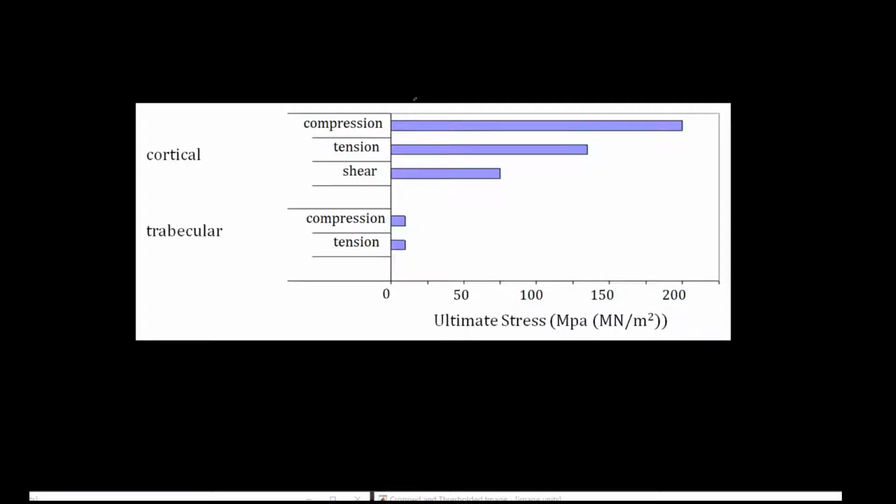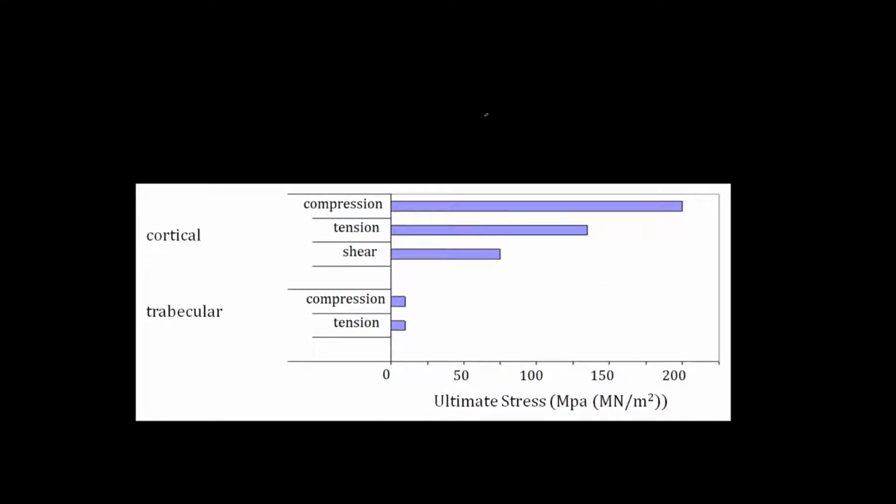There's two more things I wanted to share with you this week. Both of them figures that I thought were useful for understanding this bone stuff. One of these, this one on my screen right now, is a comparison of the ultimate stress, which you know as the point on the stress strain curve where the curve maxes out, right? That point, that's the ultimate stress, of both cortical bone and trabecular bone in compression, tension, and shear.